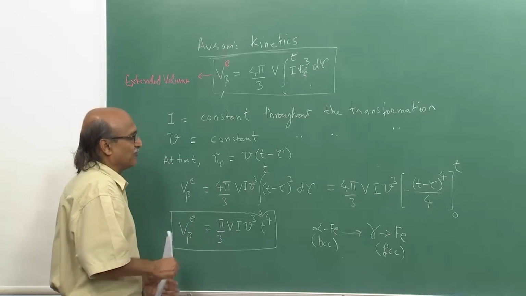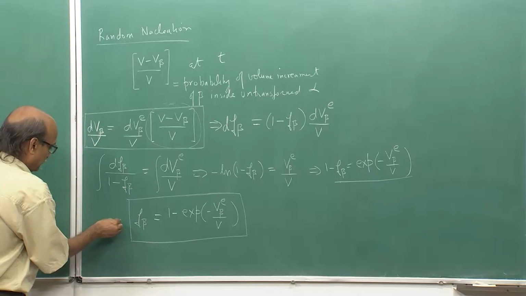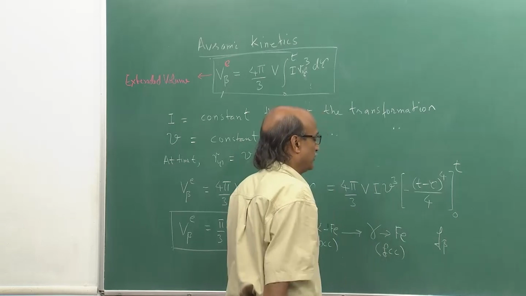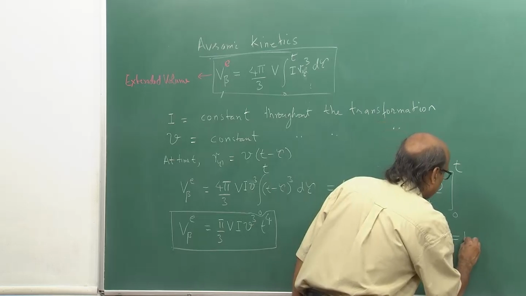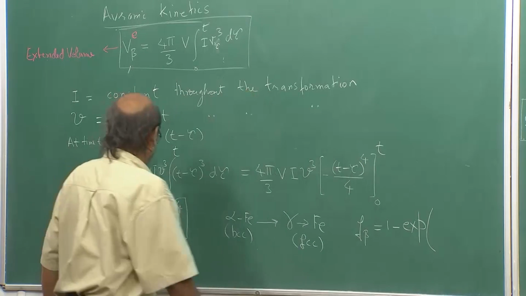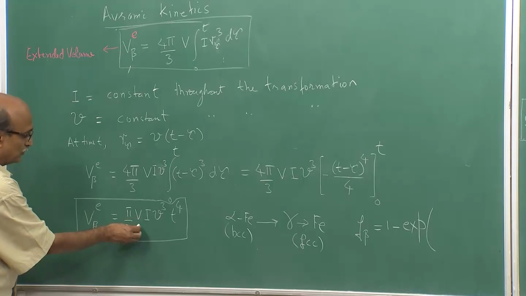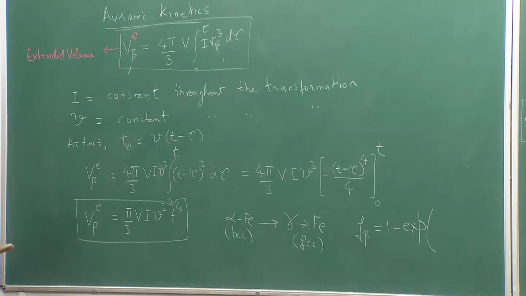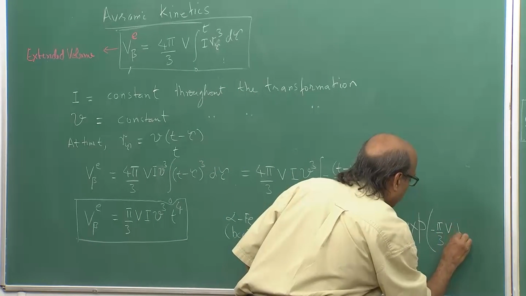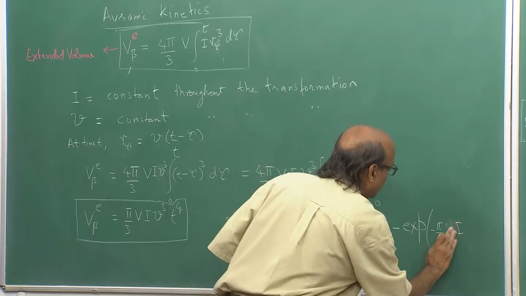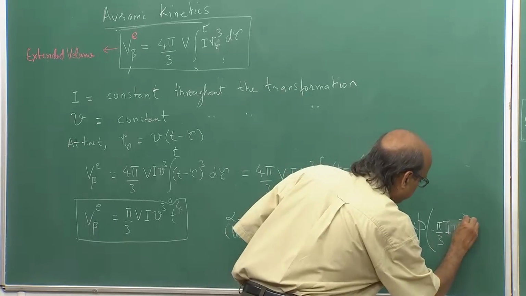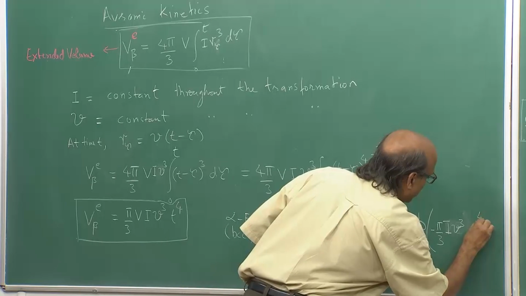So, now this extended volume, I can substitute in this expression to give me the fraction transformed at any time t to be written as 1 minus exponential, and I substitute the extended volume. The thing that will cancel out is basically the system volume. We do not want to be dependent on the system volume, and this would simply be minus pi by 3 I times the growth velocity small v cube times t power 4. V will not be there, V is cancelled out.